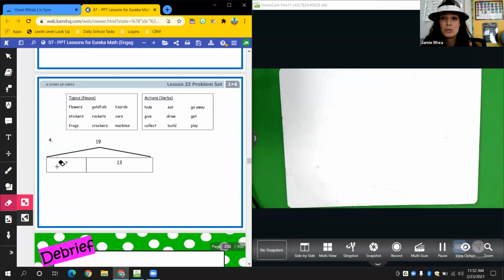You're going to do the same thing for number 4, only this time it gives you a mystery number, so you have to solve it, okay? So be careful. 19 is my total, 13 is my part, and some is another part. Careful when you're typing or writing out your word problem on this one, okay? You're only going to do number 2 and 4. You're also going to do your exit ticket.